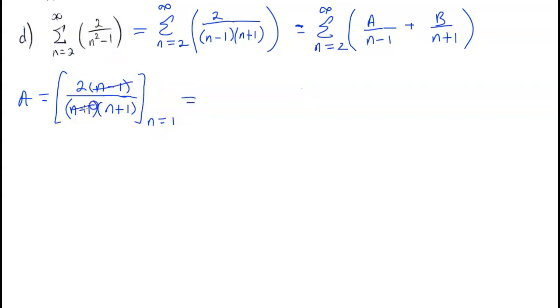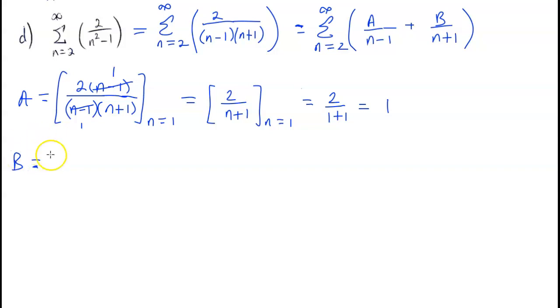So we have that. Get rid of this. It's essentially just 2 divided by n plus 1 evaluated at 1. So that just ends up being 1.